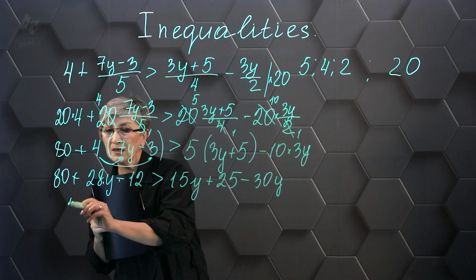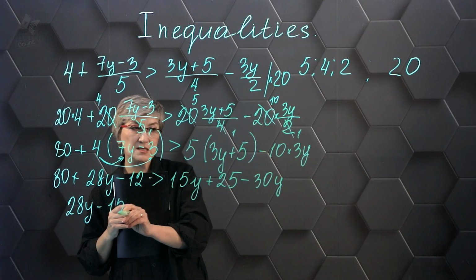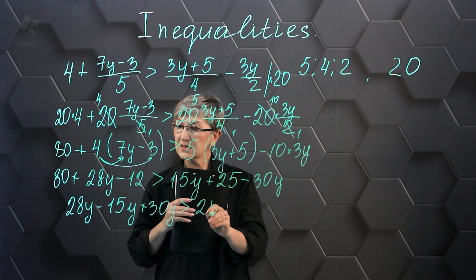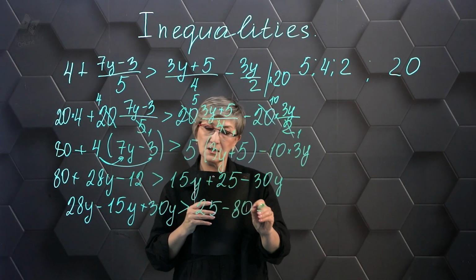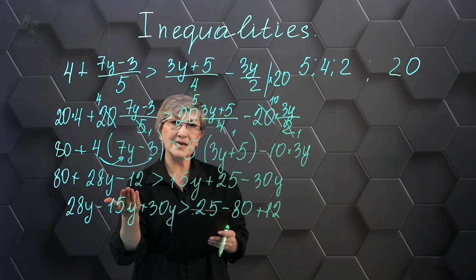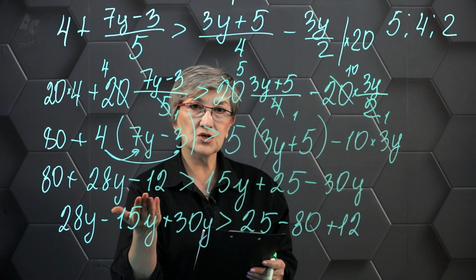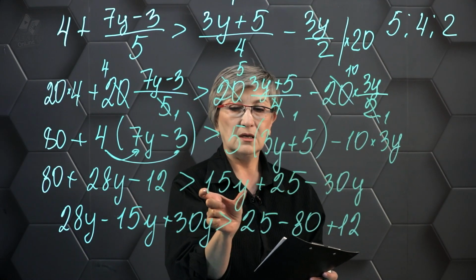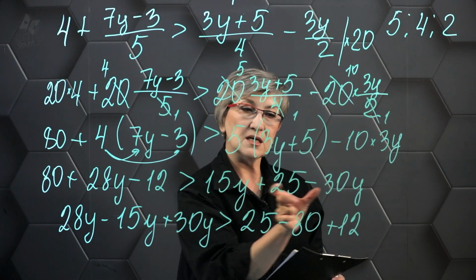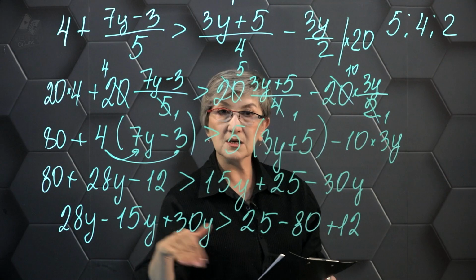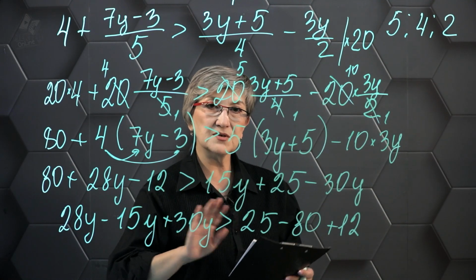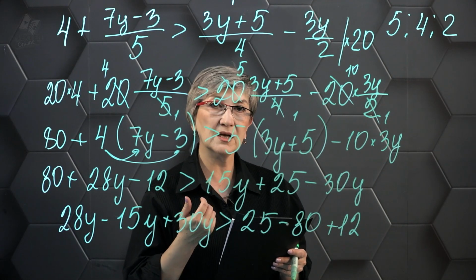And now, 28y minus 15y and plus 30y, more than 25 minus 80 and plus 12. Although you could subtract 12 from 80 and then transfer the resulting number to the right side. You could do the same by combining like terms on the right side: 15y minus 30y. This will be minus 15y and transfer it to the left side. But I recommend first rearranging and gathering all these components and only then performing the operations.